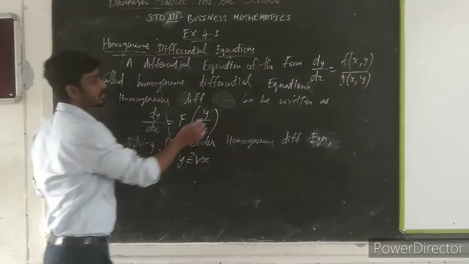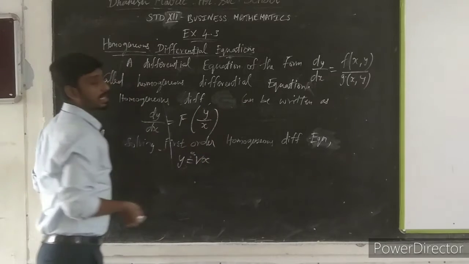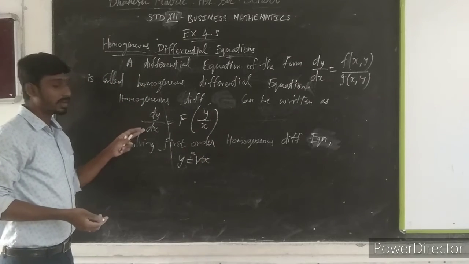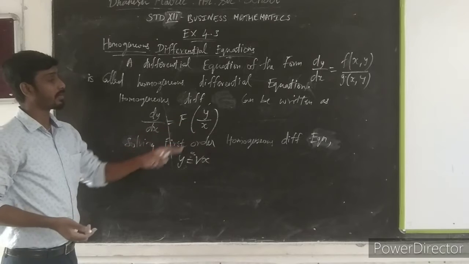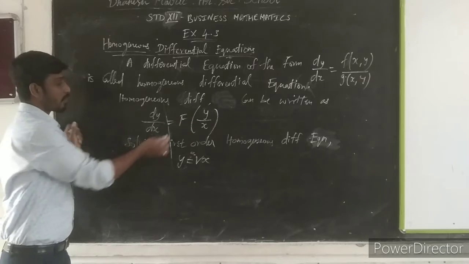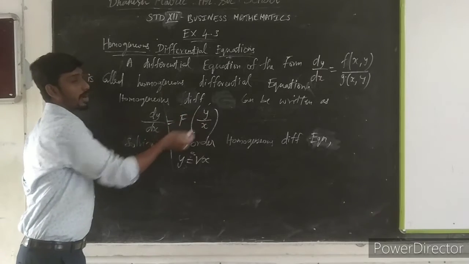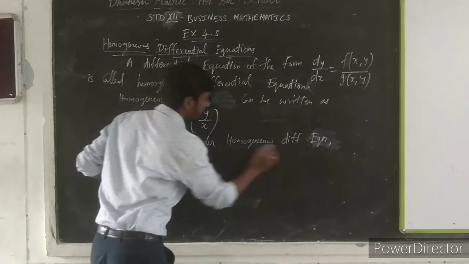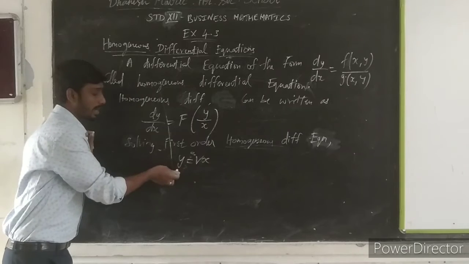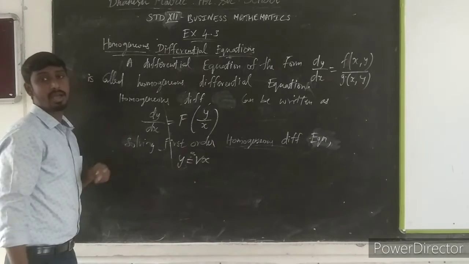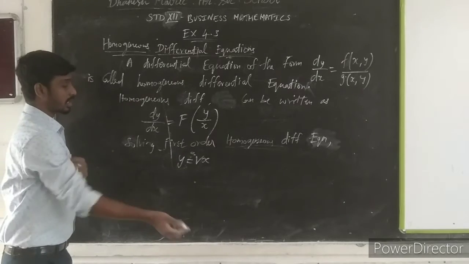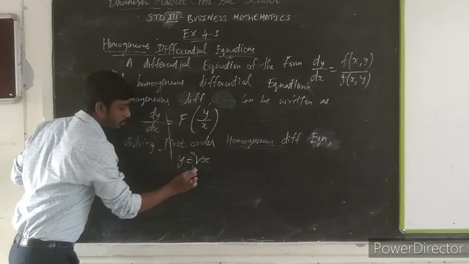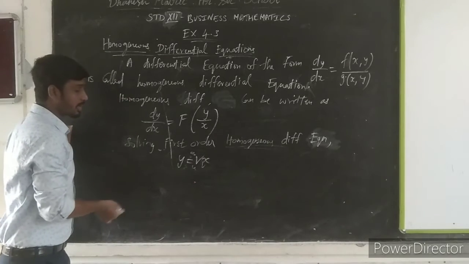So a homogeneous differential equation can be written as dy divided by dx equal to a function f of y divided by x. So solving a first order homogeneous differential equation looks like y is equal to vx. This is the y equal to vx solving method. So we are using the u v method in this one.